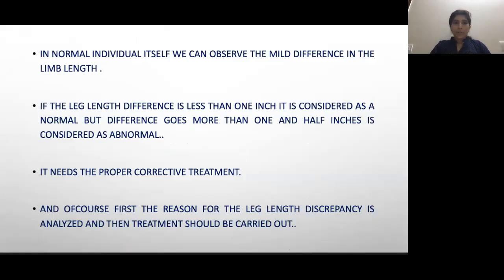For a normal individual, we can observe a mild difference in the limb length. If this difference in the limb length is less than 1 inch, then it is considered normal, whereas if it is more than 1.5 inches, then it is considered abnormal and requires corrective treatment. Of course, before giving any corrective treatment, we must check for the reason for the limb length discrepancy.